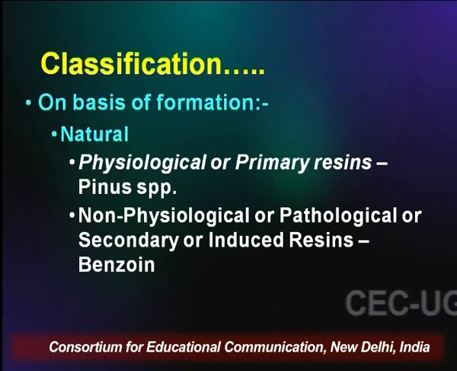Since resins are secondary metabolites, such physiological or primary resins are formed by the normal metabolic or physiological processes going on inside the plant. So you don't have to give any artificial conditions; the plant naturally produces them. Whereas the non-physiological or pathological resins, which are also known as secondary or induced resins, are not produced as a part of normal metabolic processes, but are produced only whenever any kind of injury or infection is inflicted on that particular plant.